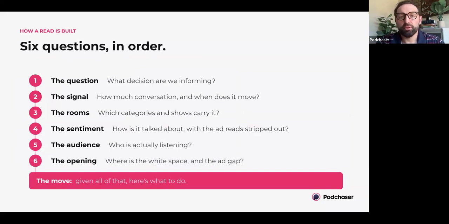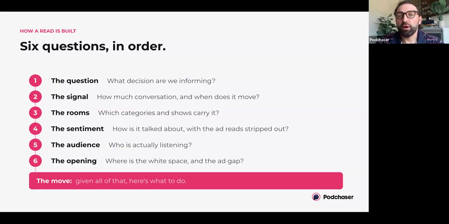The rooms. So this is going to be categories. These are going to be the shows that carry it. Sometimes we can even view a room as a podcast network, for example. There are certain affinity networks that prioritize certain audience types, and maybe we want to prioritize that network based on what some of the data is going to tell us.